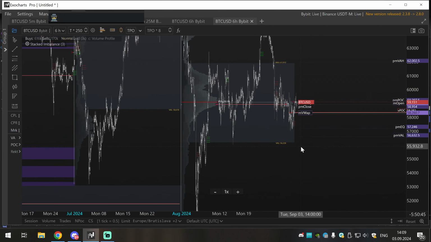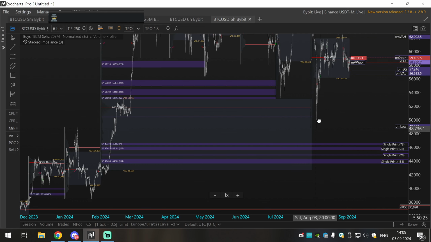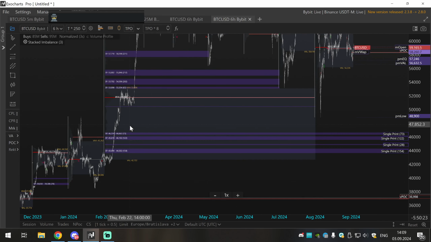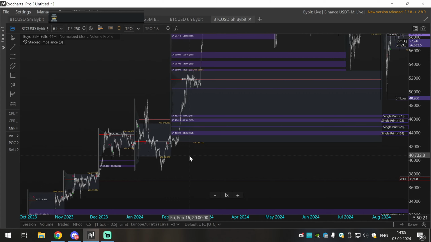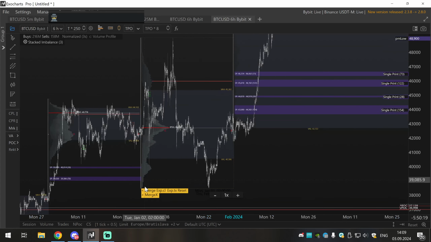Yes, we have naked VAL and naked VAH in both directions. Just watch that as targets. Yes, in the future it can be a nice confluence for you. You can see from the monthly perspective that if this low is lost, then you have so many single prints to be filled as well, here from the monthly perspective, into this range here, the 2-month range.